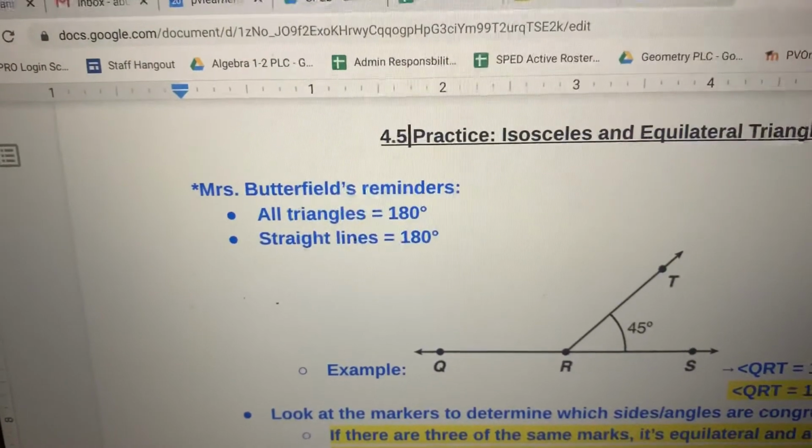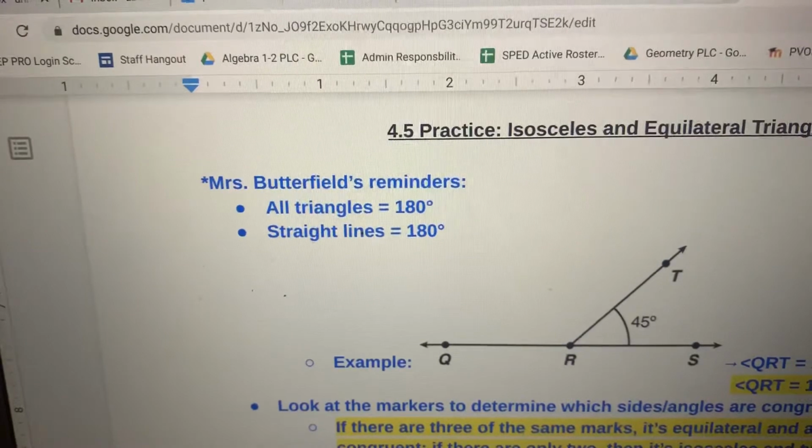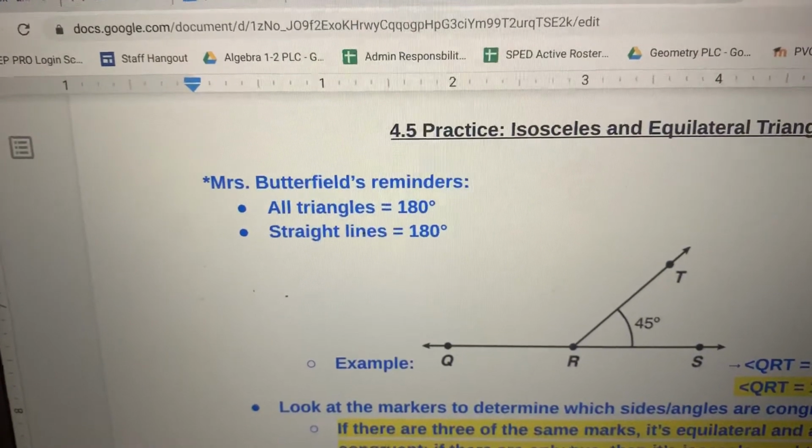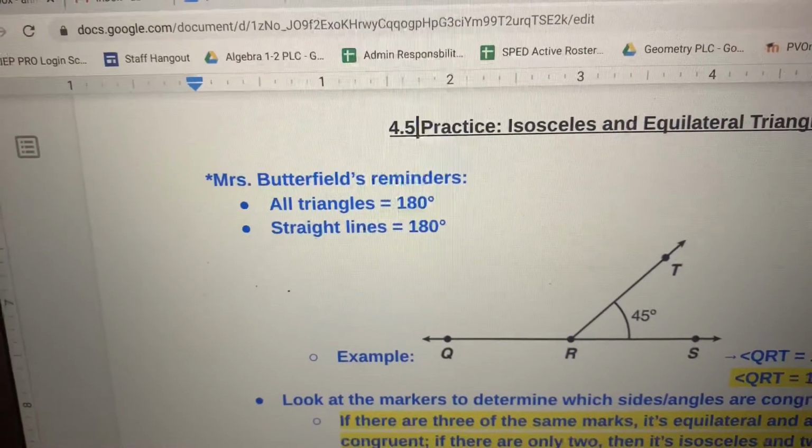All triangles will add up to 180 degrees. No matter what the triangle looks like, they will all add up to 180 degrees. Another thing to remember is that straight lines also equal 180 degrees.